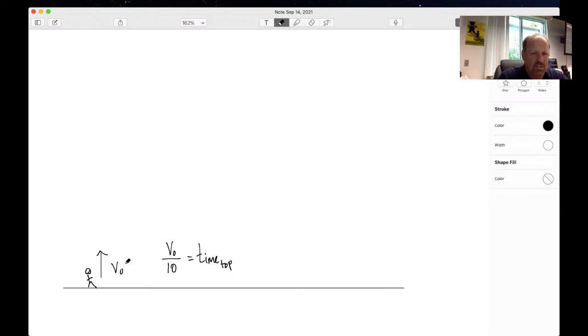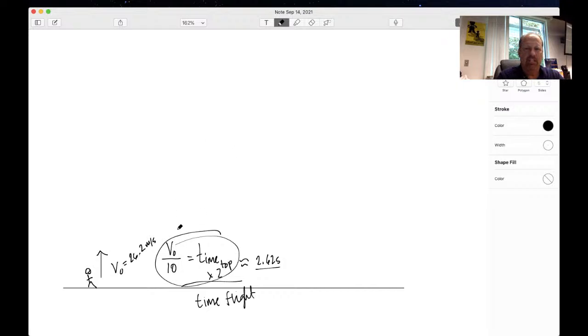If V initial is 26.2 meters per second, then the time it takes to get to the top is approximately 2.62 seconds. Then it takes another of that amount to get back to the bottom. So time to the top times 2 equals time of flight. A good little shortcut to remember is V initial divided by 10 equals the time it takes to get to the top.